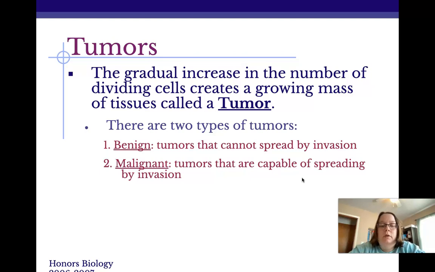Type number 2 is called malignant. Malignant tumors are tumors that can spread all over the body. And malignant tumors are harder to treat because oftentimes by the time you find one tumor, it's already spread somewhere else. And it can be very hard to treat because you have to track down all of those cells that could have spread to other places in the body. And that's when cancer becomes very hard to manage.